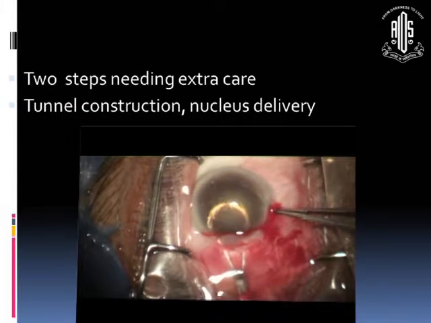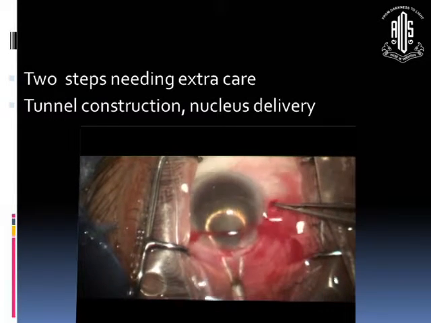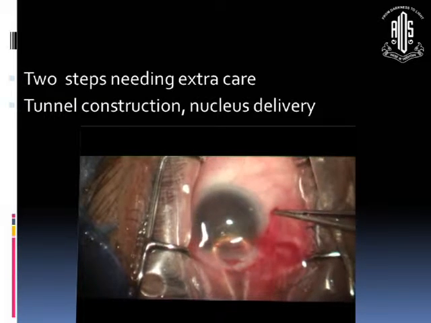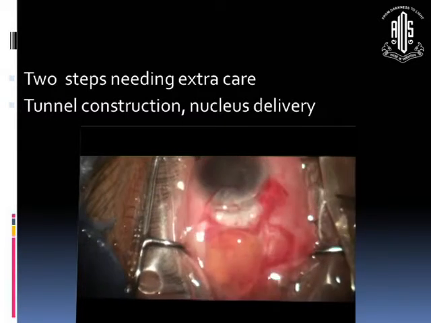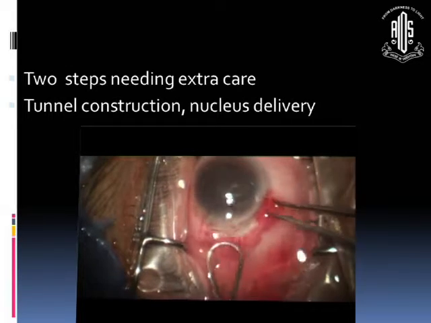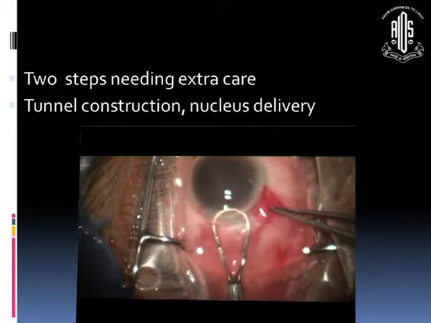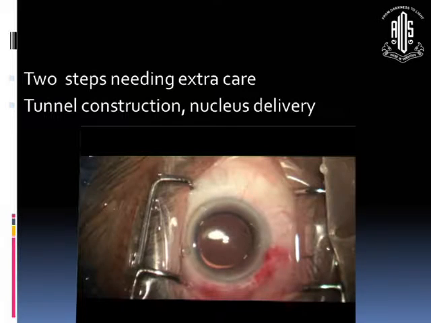For the nucleus delivery, you have to have an adequate size tunnel, and the voluntary adduction movement of the patient is used in delivering the nucleus. You can see the jerky movement. The patient was looking towards the nasal side. Surgery is complete.